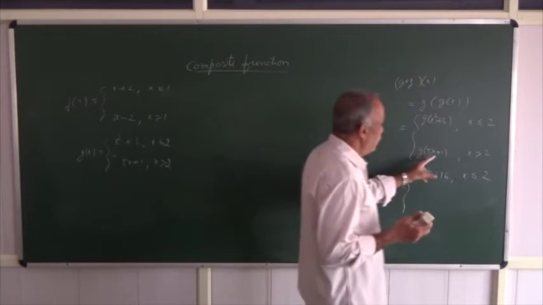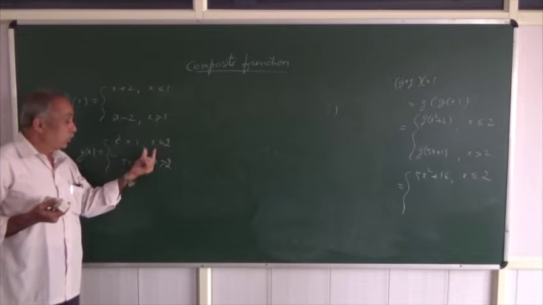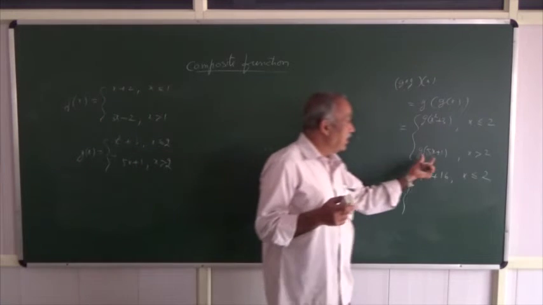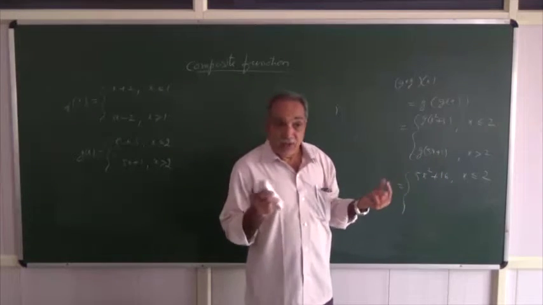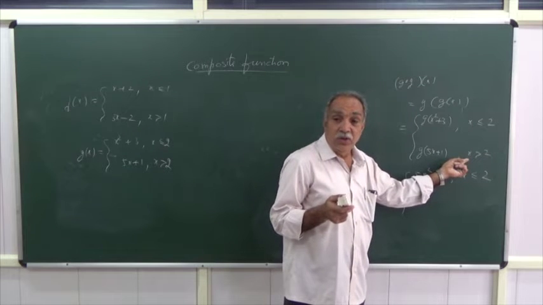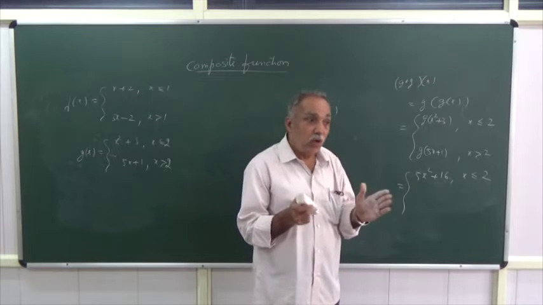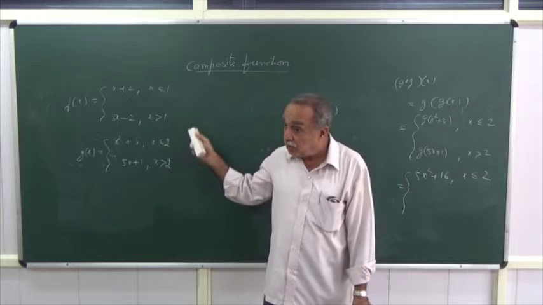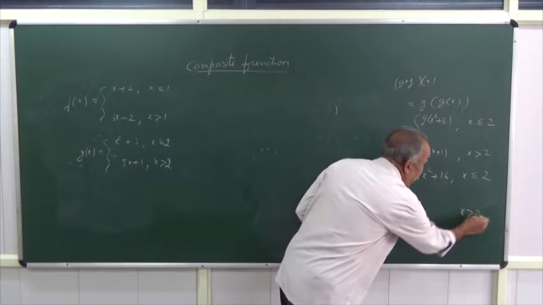Next line, g of 5x plus 1, x greater than 2. When is 5x plus 1 less than or equal to 2? When is 5x plus 1 greater than 2? First, let me identify when 5x plus 1 is equal to 2. 5x plus 1 is equal to 2 when 5x is 1, x is 1 by 5. Is 1 by 5 a point of this interval? No. So in this interval that breaking point does not lie. Therefore, throughout the interval it will satisfy one of the inequalities, so only one of the formulas will be applicable throughout, no breaking necessary.